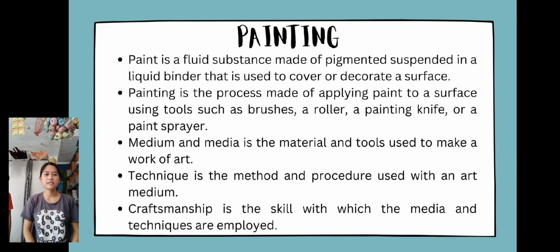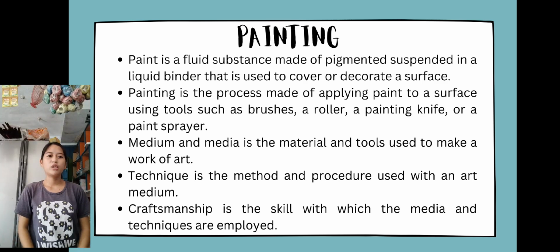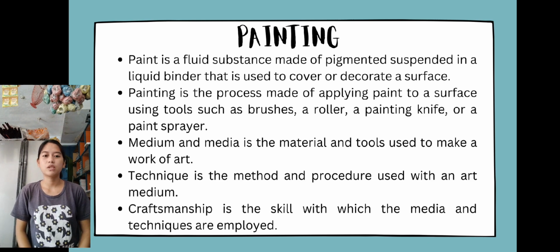Paint is a fluid substance made of pigment suspended in a liquid binder that is used to cover or decorate a surface. Painting is the process of applying paint to a surface using tools such as brushes, a roller, a painting knife, or a paint sprayer. Medium and media are the materials and tools used to make a work of art. Technique is the method and procedure used with an art medium. Craftsmanship is the skill with which the media and techniques are employed.